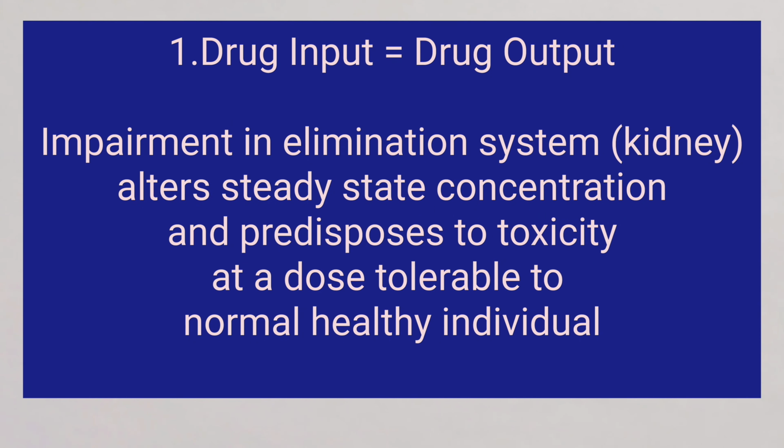So how is this information relevant in clinical practice? As we have seen, at the steady state level, the drug input is equal to drug output. That is, the rate of drug absorption is equal to rate of drug elimination. If there is an impairment in the elimination system, which is the kidney, the primary excretory organ, the liver, which is the main site of drug metabolism, and other sites being GI tract, lungs, plasma, any impairment in the elimination system alters the steady state concentration and predisposes to toxicity to a drug which is tolerable to a normal healthy individual.